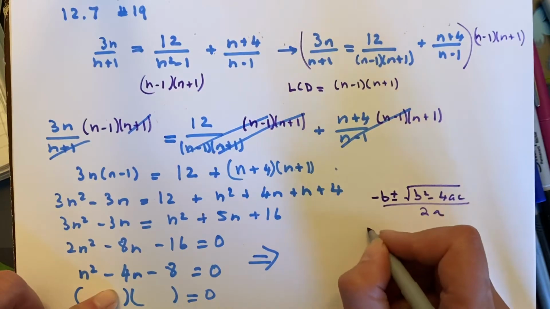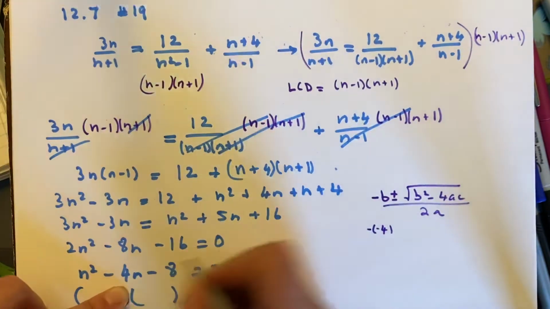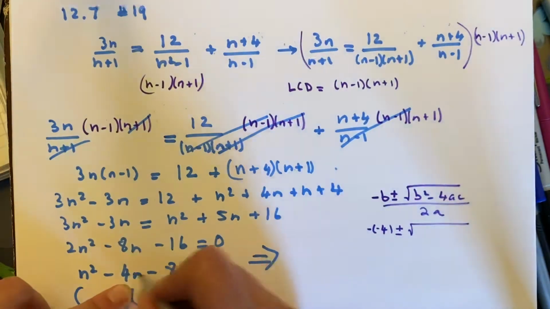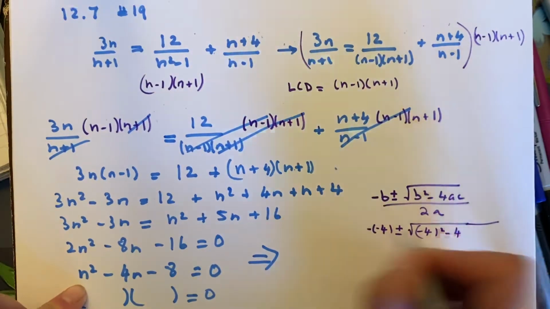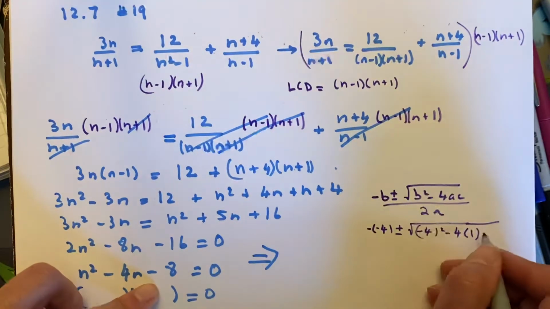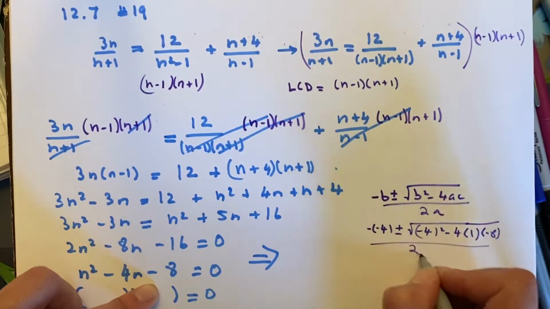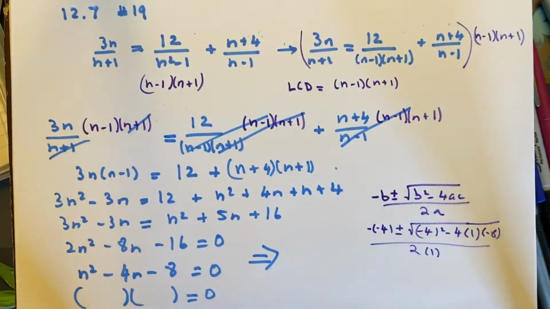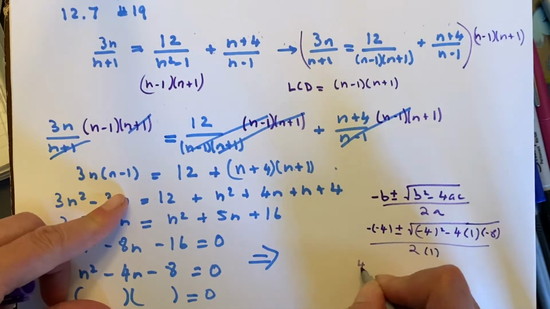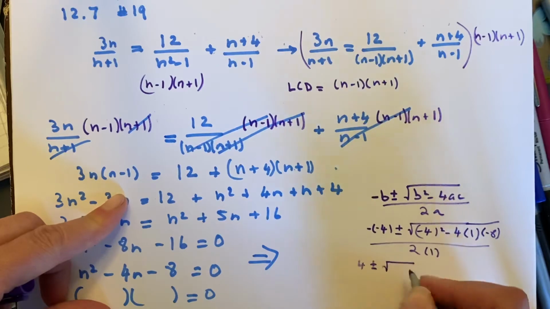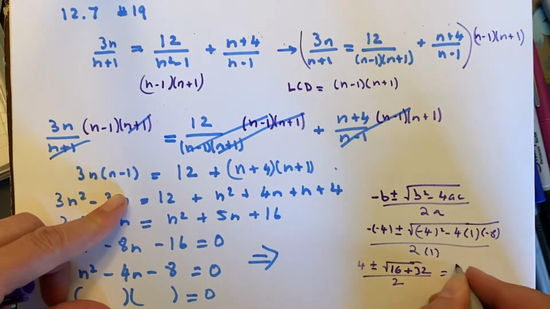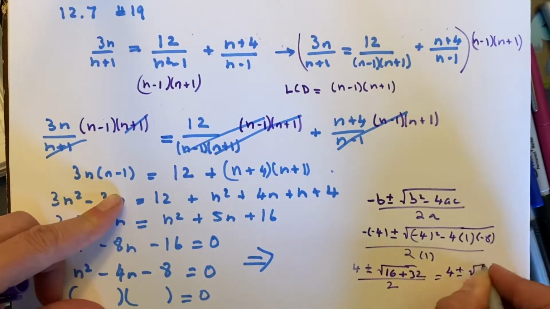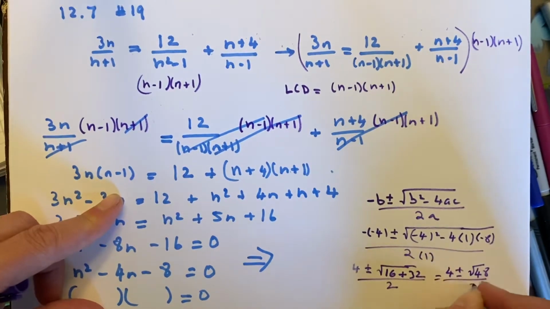So negative b, negative 4, because b is negative 4, plus or minus the square root of b squared, so negative 4 squared minus 4. A is 1, and C is negative 8 over 2 times A, which is 1. So what do I have? I have 4 plus or minus the square root of 16 plus 32 over 2, which is going to give me 4 plus or minus the square root of 48 over 2.